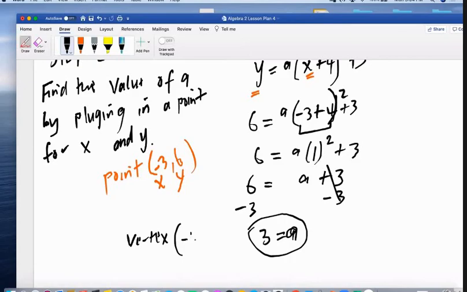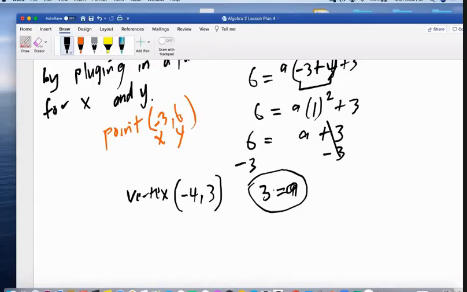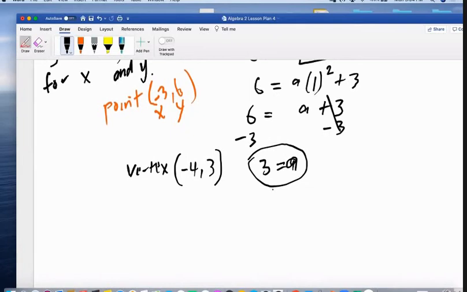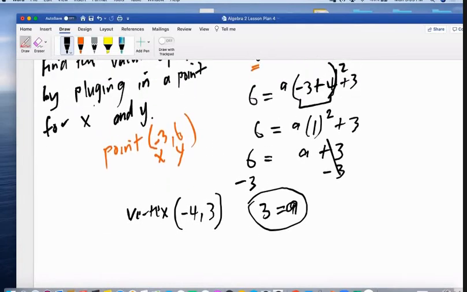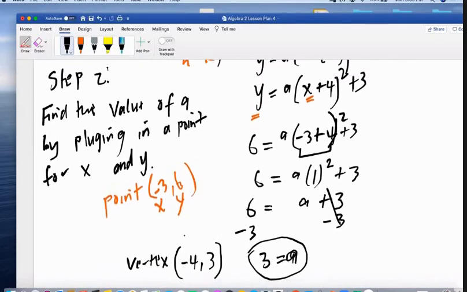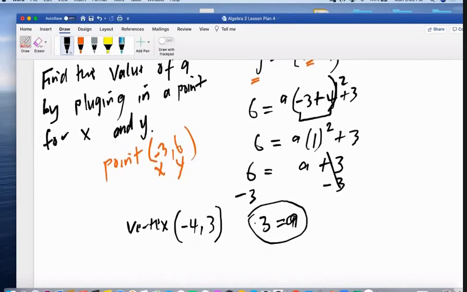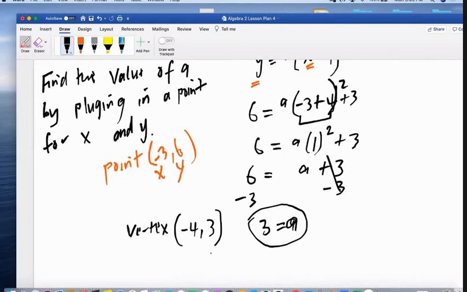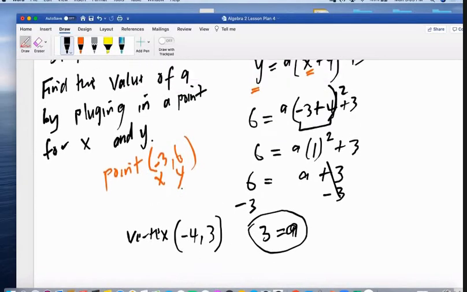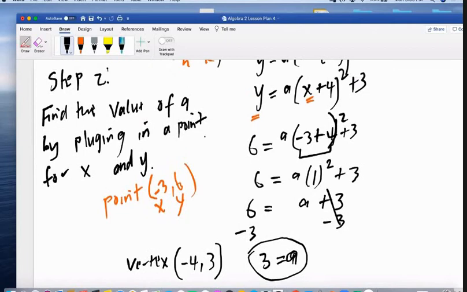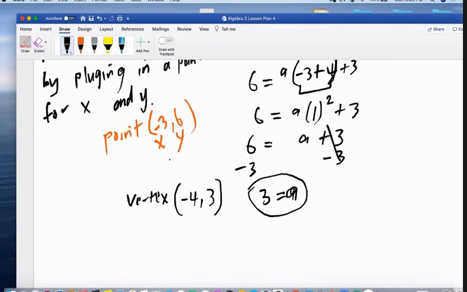Yeah, -4. So now we have the vertex and we know what the A value is. Then guess what? We can just go ahead and write the equation. The reason why we plug in the point is that it will let us find the value of A. Even though we know the vertex, we need to find the value of A to write the equation. That's why we needed to plug in the vertex and a point. And that will let us find A.